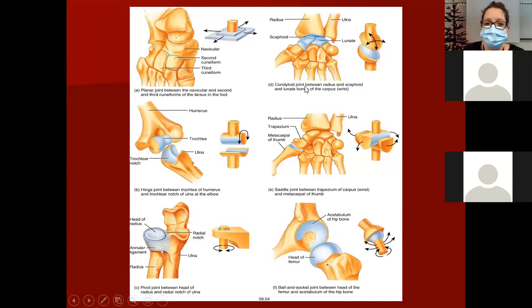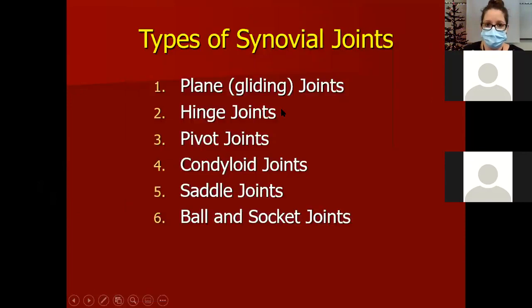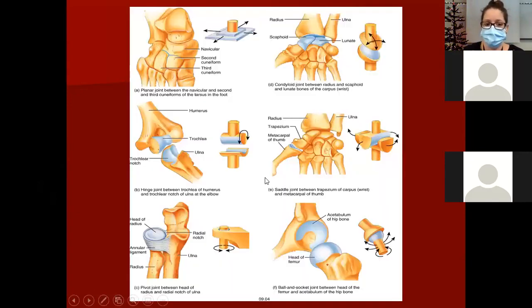No, what's a condyloid joint? It's a joint between the radius and scaphoid. So it allows you to do this. Okay, fair enough. You need to know these words. You don't really so much need to know perfect examples of them. The saddle joint is at the thumb though, so you would need to know that.